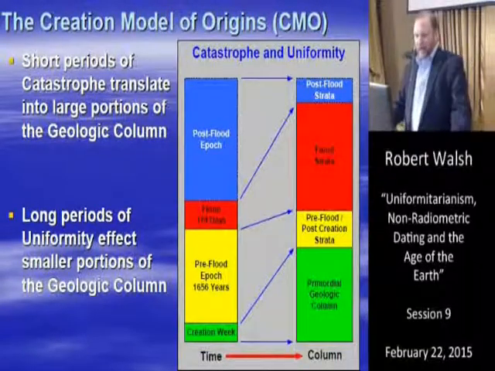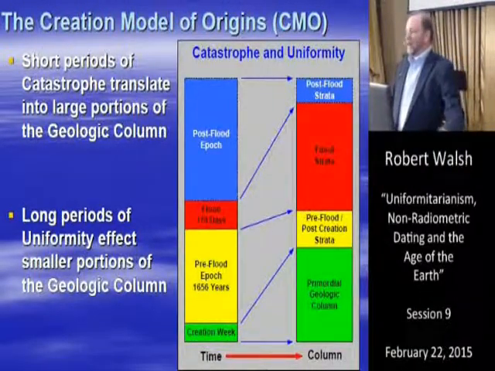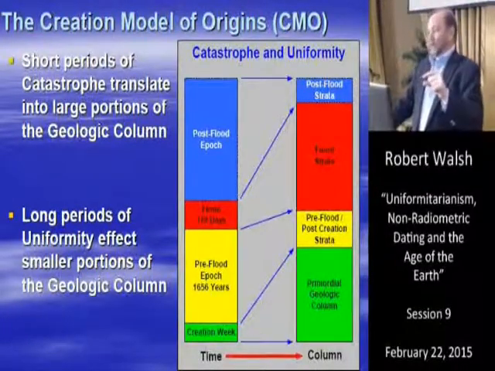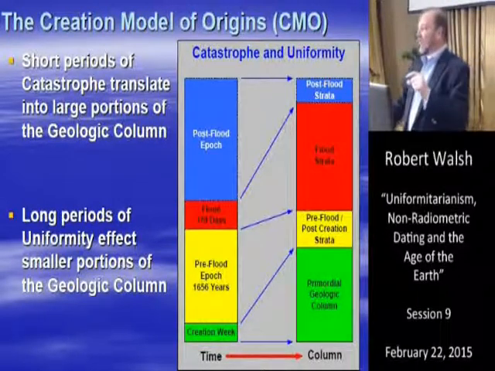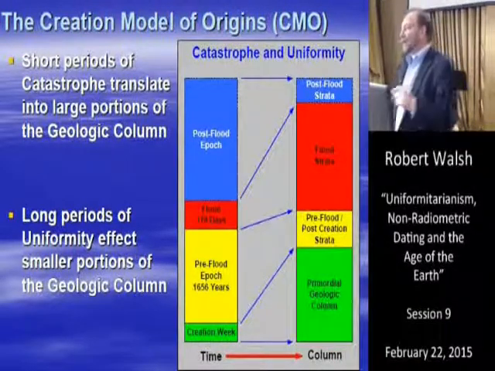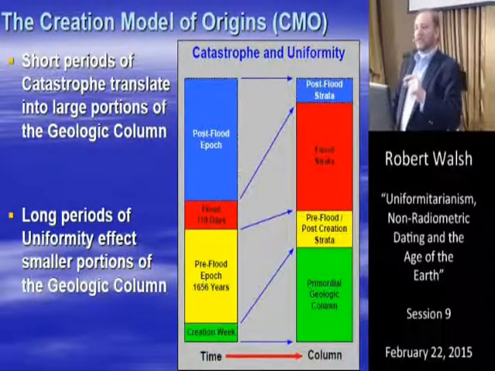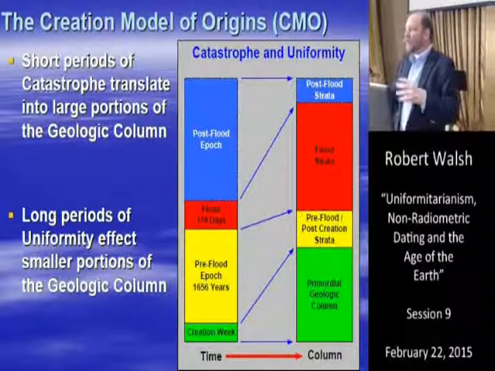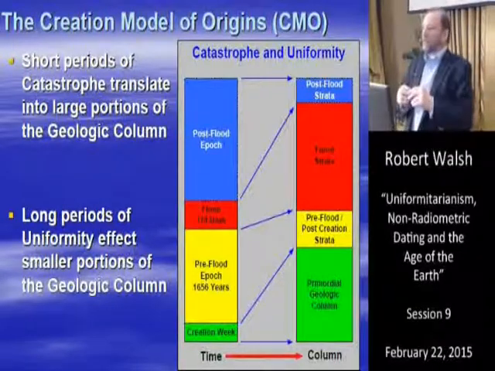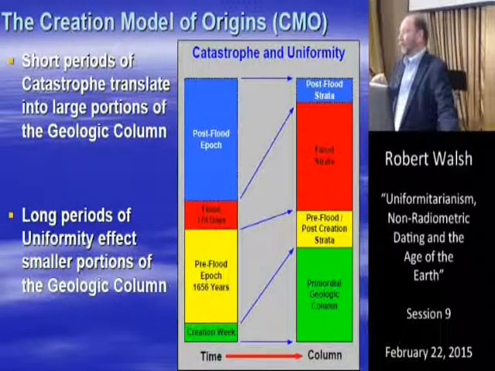So let's take a look at what we have here. We have here at the bottom, creation week. Now, creation week was only literally 7 days, right? Actually, 6 days. 6 days worth of actual work being done. But in those 6 days, God created the entire antediluvian geologic column, which would have been miles thick, right? Okay. After creation week, we had 1,656 years of essentially uniformity. Nothing was going on geologically.